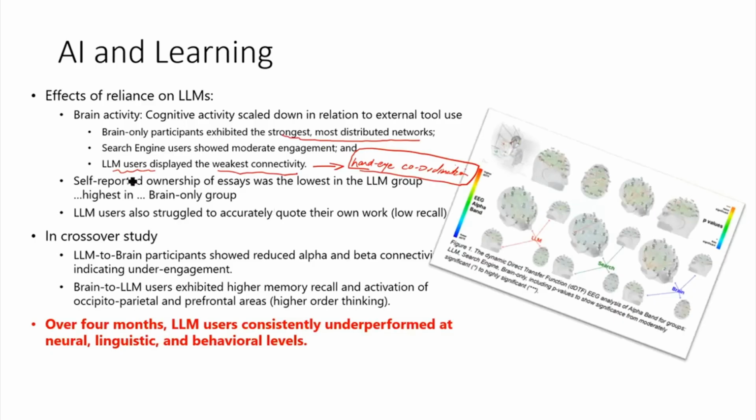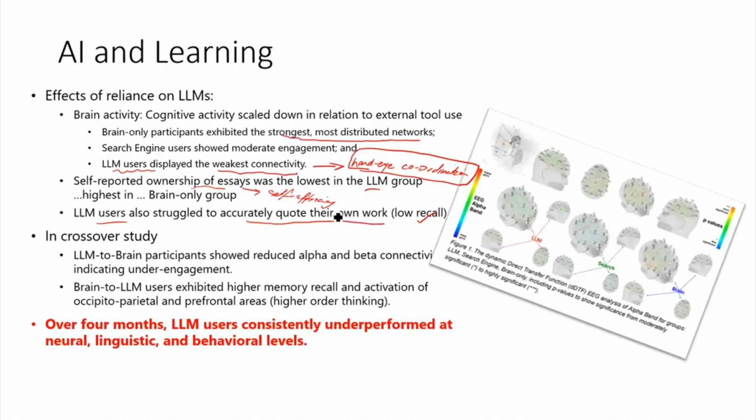But it's not only in your brain. We know that ownership of essays, whether you think they're yours, is going to affect things like your self-efficacy, whether you think you can do a problem, which is a key determinant of how well you do. That's going to be lower if you use large language models. Large language model users struggle to accurately quote their own work, so they can't recall it. They're not actually learning it. So there's a number of problems if you rely on LLMs to do tasks for you.